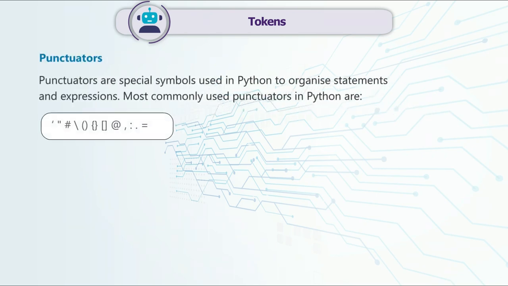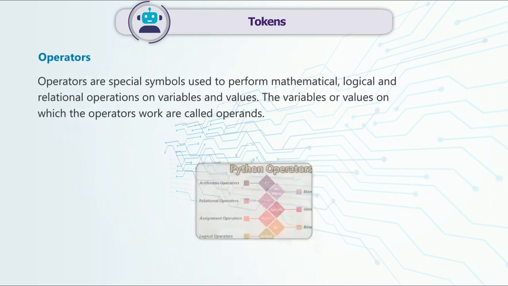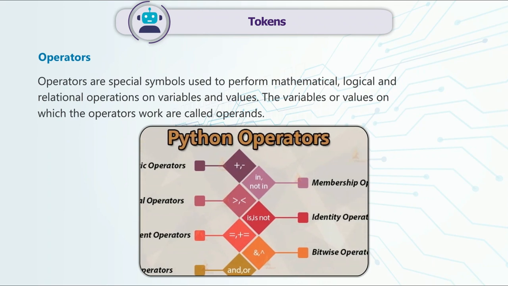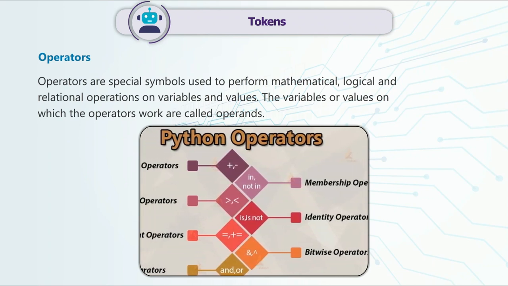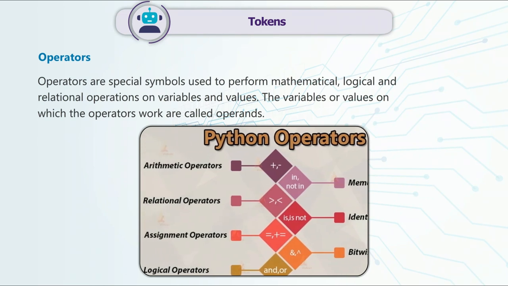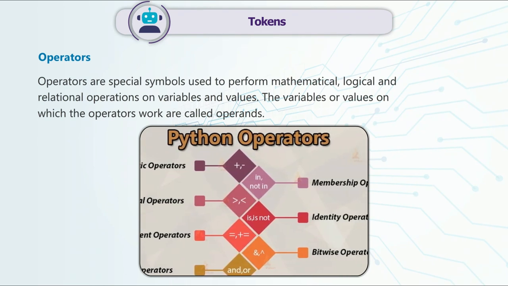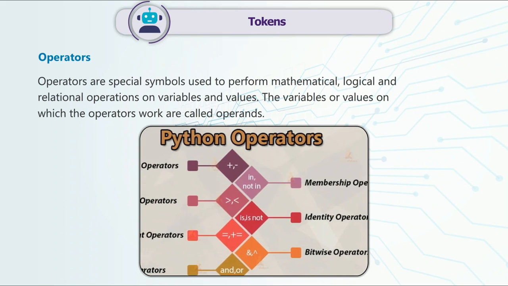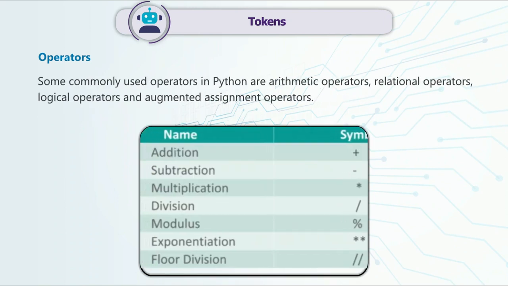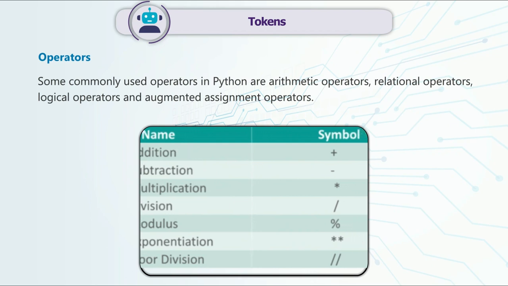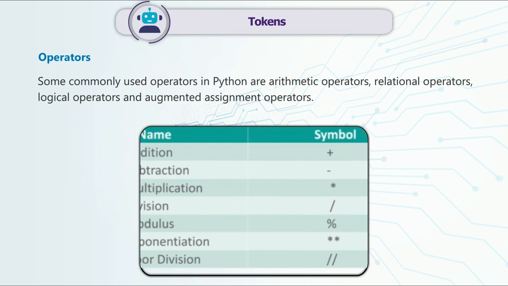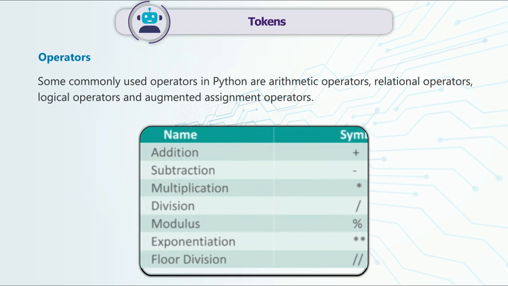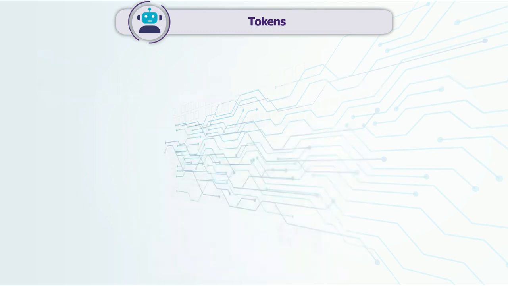Punctuators. Punctuators are special symbols used in Python to organize statements and expressions. Most commonly used punctuators in Python are operators. Operators are special symbols used to perform mathematical, logical, and relational operations on variables and values. The variables or values on which the operators work are called operands. Some commonly used operators in Python are arithmetic operators, relational operators, logical operators, and augmented assignment operators.